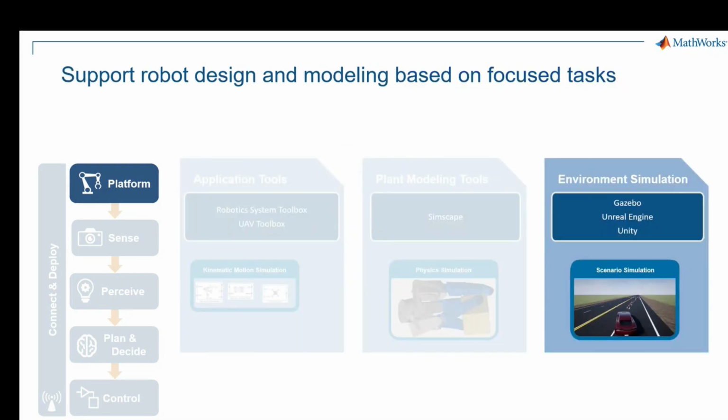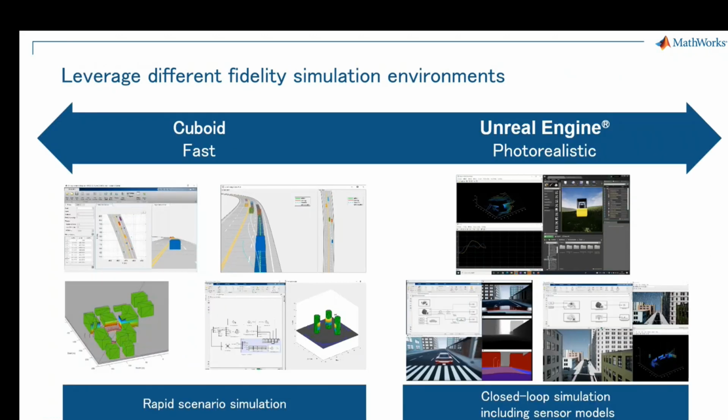Now let's talk about the last part of the modelization, the environment simulation: how to test the platform inside an environment. We can leverage different types of fidelity simulation environments. It can come from the most simple ones that we call the cuboid ones, because we're going to use kind of similar cubes to just create a simple type of scene to simulate cars, mobile robots, drones, etc. This is a very rapid scenario simulation. We can create different variations of it to test different parts of our scene.